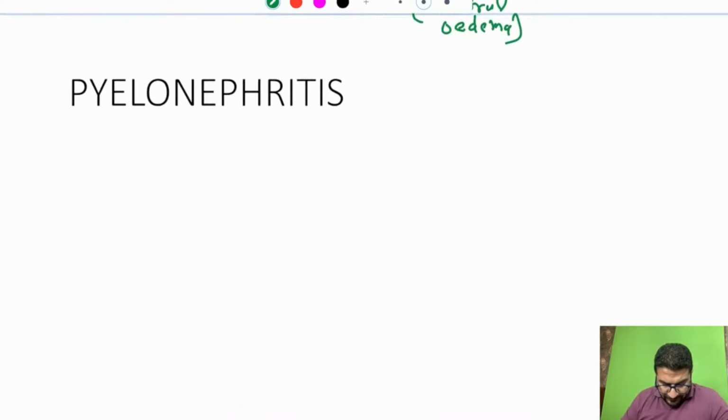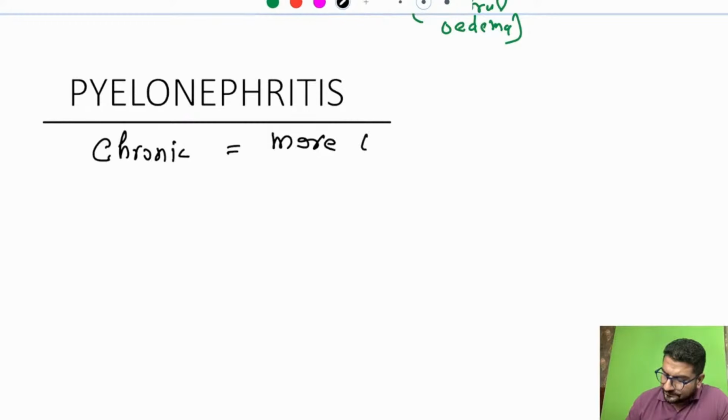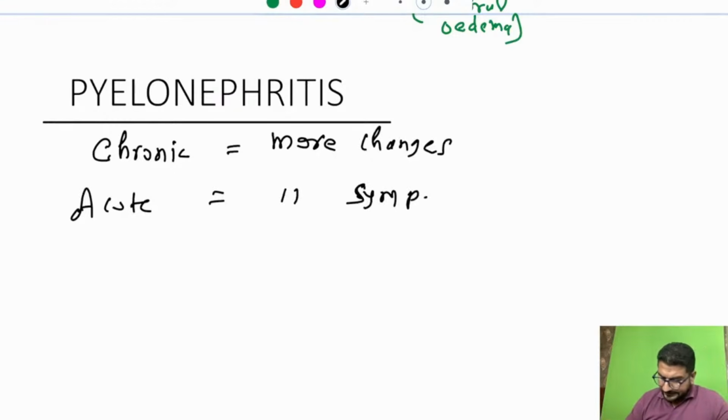Okay, now coming to pyelonephritis. Pyelonephritis means you can see purulent inflammation. So just remember, we can have acute pyelonephritis, we can have chronic. So chronic will have more changes in the kidney, and acute will have more symptom. Acute में patient को symptom ज़्यादा होंगे. In chronic you will see more changes.